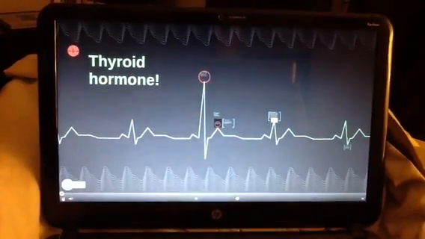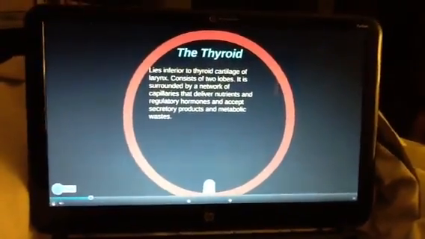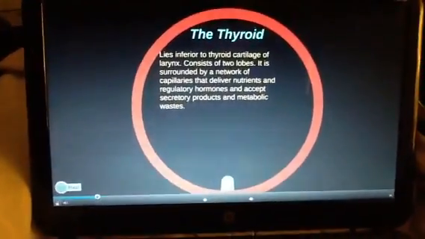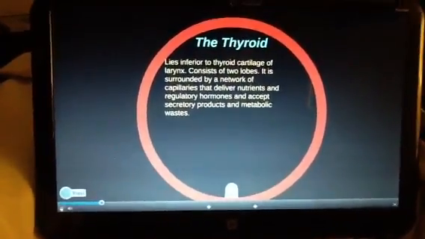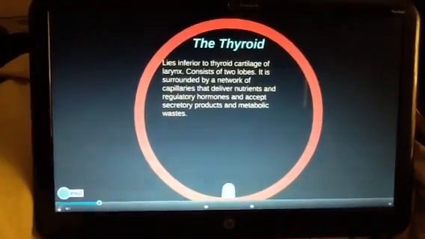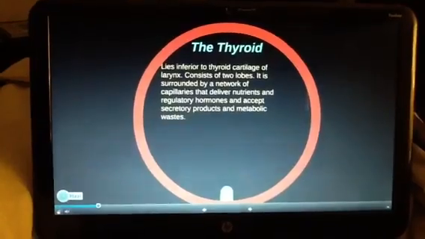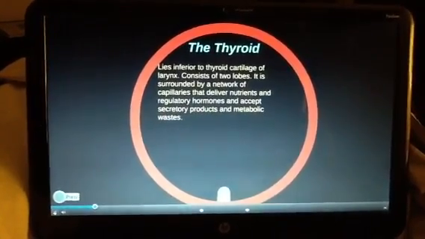Project is the thyroid hormone. First, I need to explain what the thyroid is. Basically, the thyroid lies inferior to the thyroid cartilage of the larynx. It consists of two lobes. It's surrounded by a network of capillaries that deliver nutrients and regulatory hormones and accept secretory products and metabolic waste.